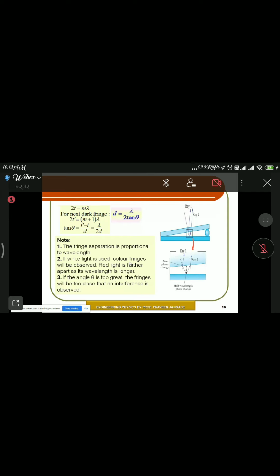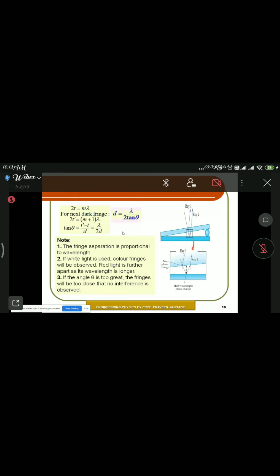The third one is, if the angle theta is too great, then the fringes will be too close. If you look at the formula, d equals lambda upon 2 tan theta, so if you increase the theta value, naturally the fringe spacing d goes on decreasing. If theta is too large, we will not be able to see the pattern. That is one reason we can say.